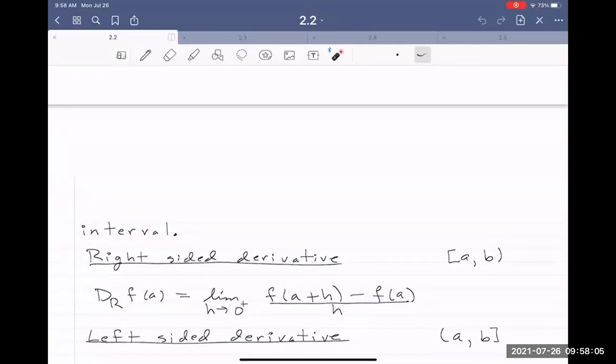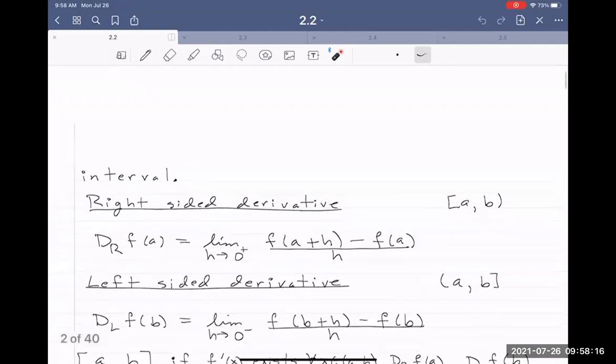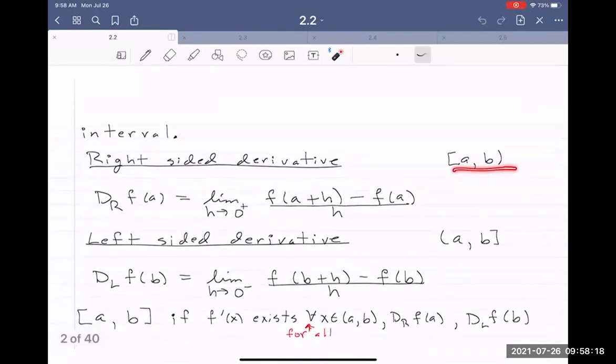Now, what happens if there are endpoints, such as a half open, half closed interval or a closed interval? What do you do with those endpoints? Well, that's the question. What do you do if you try to include the endpoint a, or you're trying to include the endpoint b?